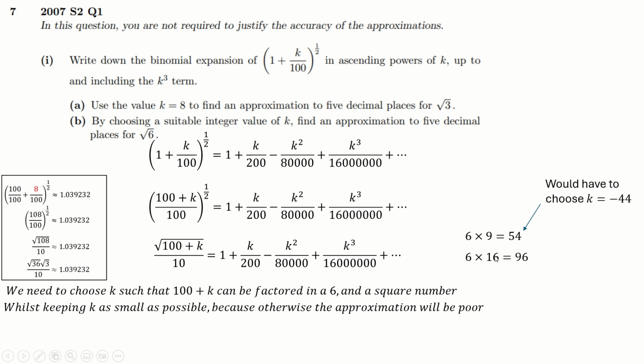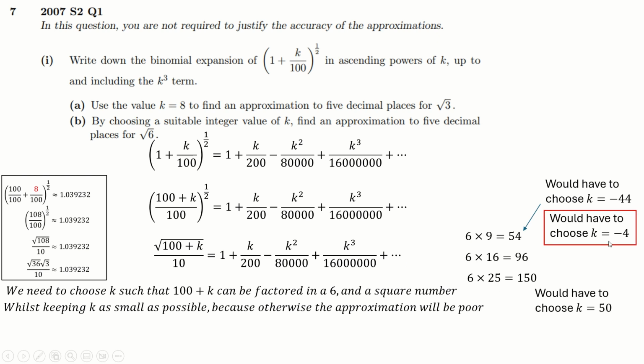6 times 16, the next square number, is 96. I'd only have to choose k as minus 4 for that. That seems pretty good. 6 times 25, I'd have to choose k as 50. So let's choose k as minus 4. It doesn't matter that this is negative. Minus 4 is relatively small.